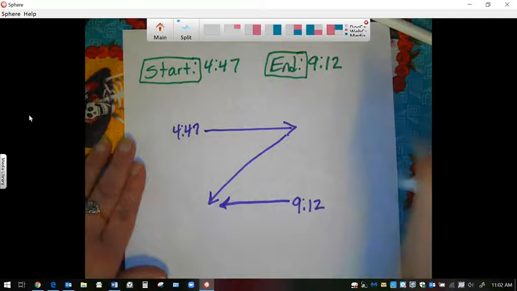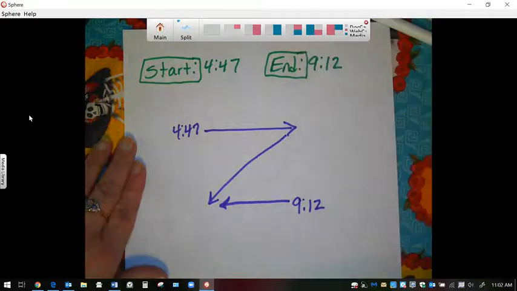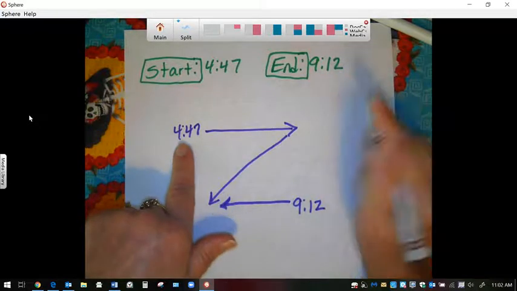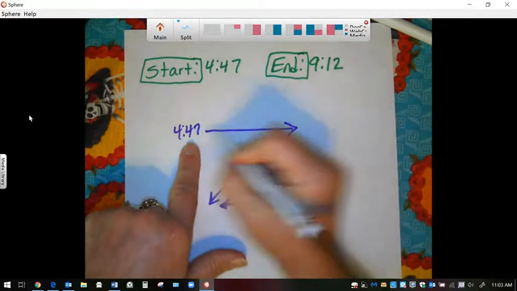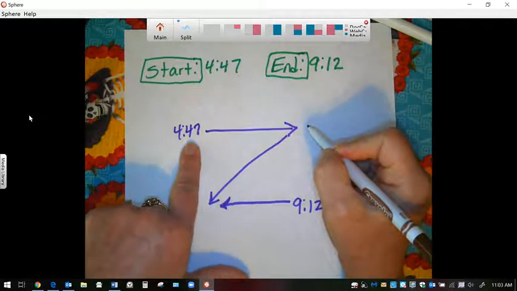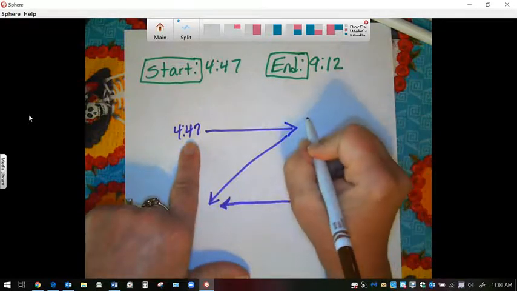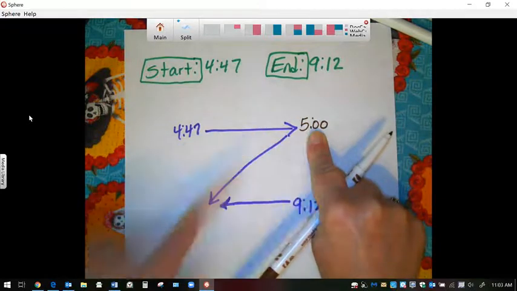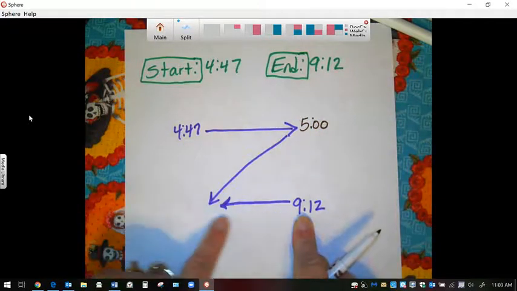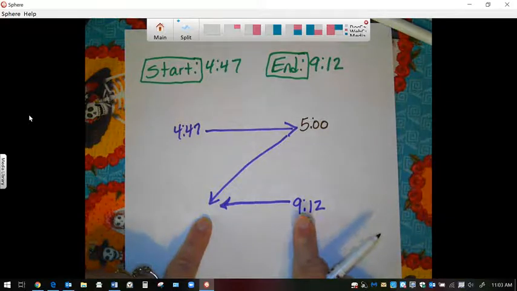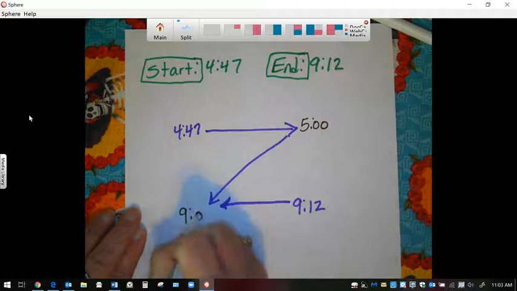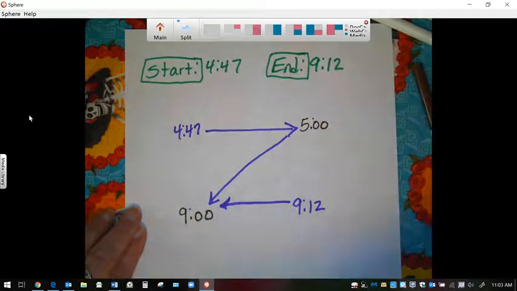Okay? So now on the first arrow, we're going to look at the hour. It's 4:47. The hour that comes after 4:47, the closest hour, would be 5 o'clock. See how it's right after it? Right there. And here, now we're going backwards. So the hour that is before 9:12 is 9 o'clock.